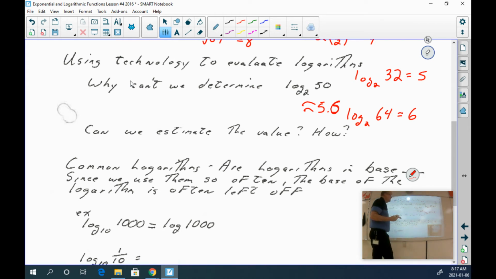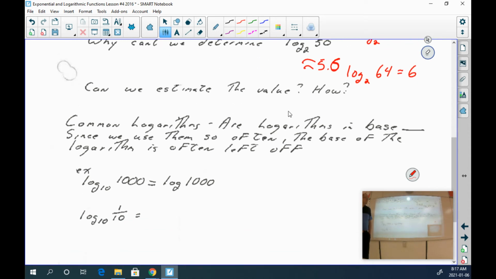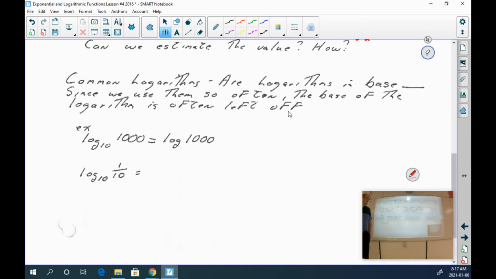But let's see if there is a way that we can use technology. We could have at one point used a bunch of tables, but we all have calculators now. There are 2 types of buttons on our calculator that are useful to us. There are common logarithms, which are basically base 10 logarithms. They're called common because they're used so often. We count in base 10, so we tend to use base 10 for logarithms.